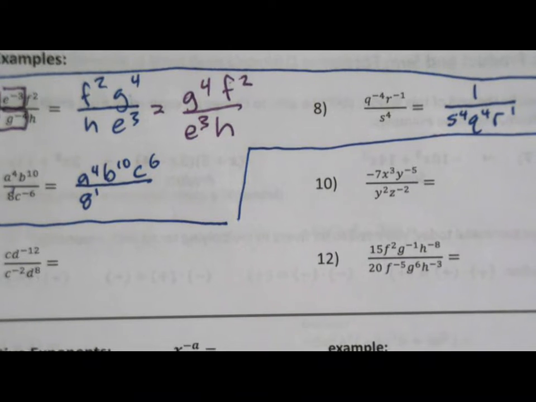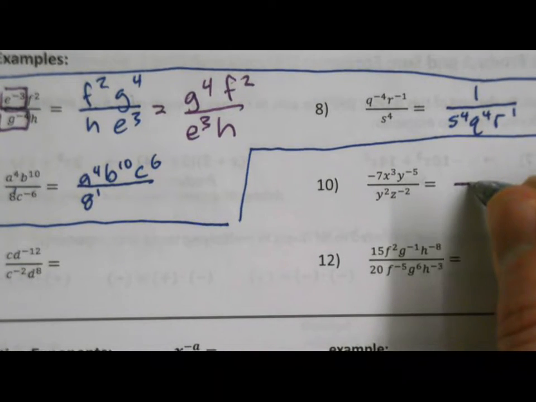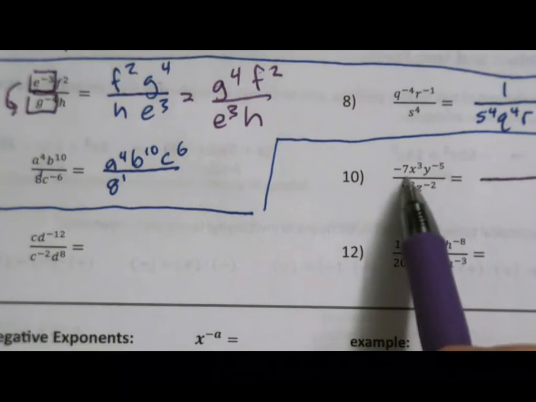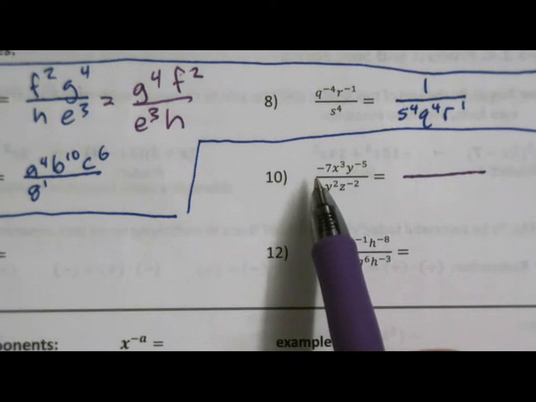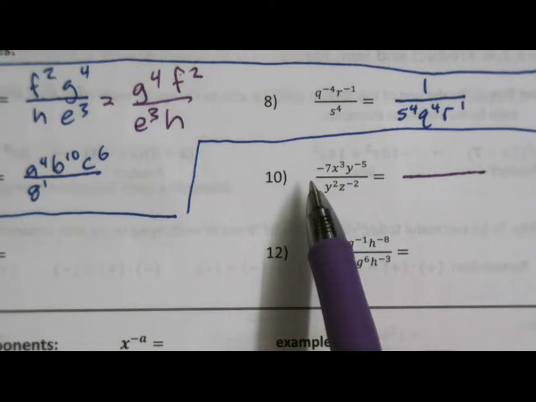10's got a bit of a trick in it. What are we going to do with this 7? Leave it or put it downstairs? Ooh, that's my favorite wrong answer.